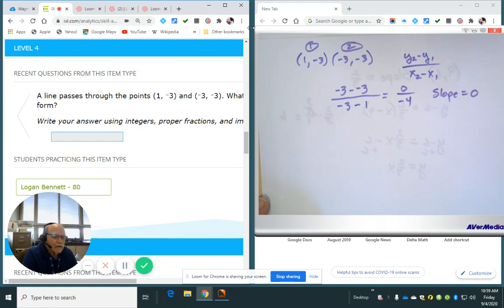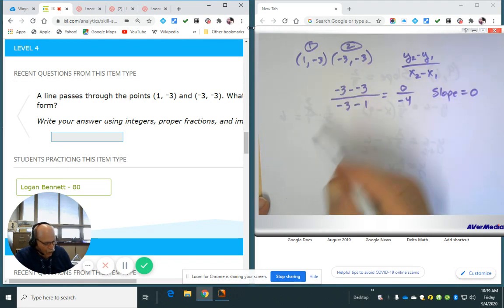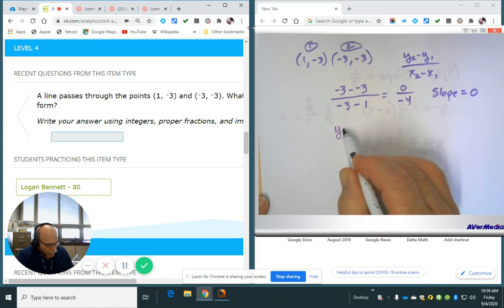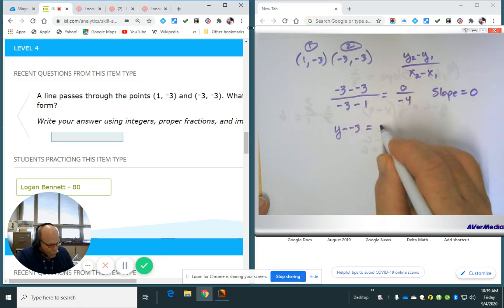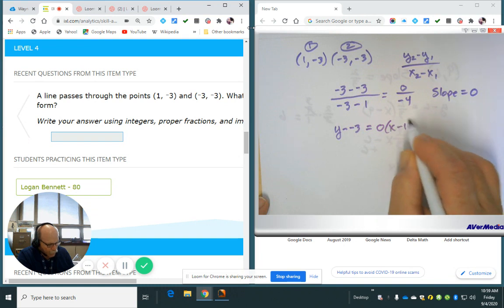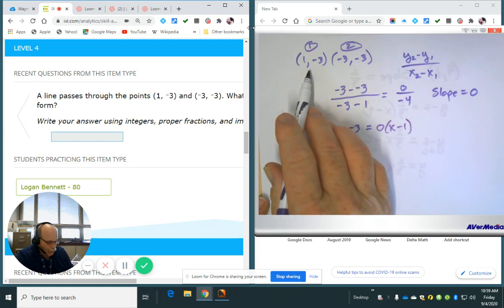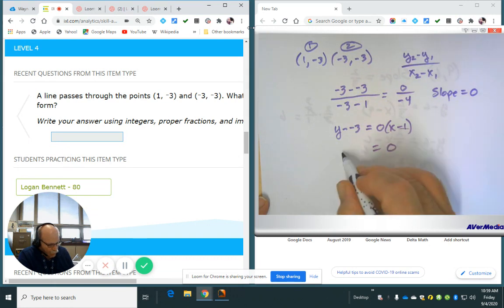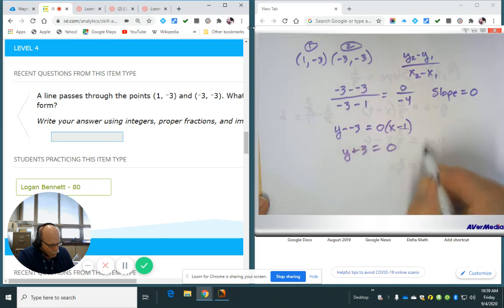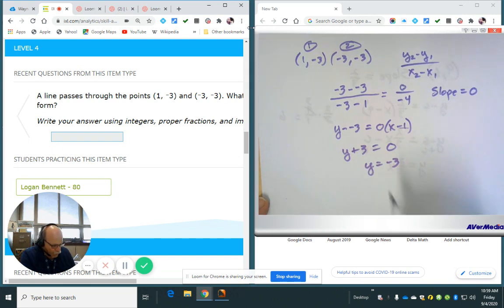So how are we going to use that? Well, you can do y minus, and I'm going to say -3, equals 0 times x minus 1. I'm using this point right here. And this side's going to be 0. y plus 3 equals 0, so y equals -3. This is our equation.